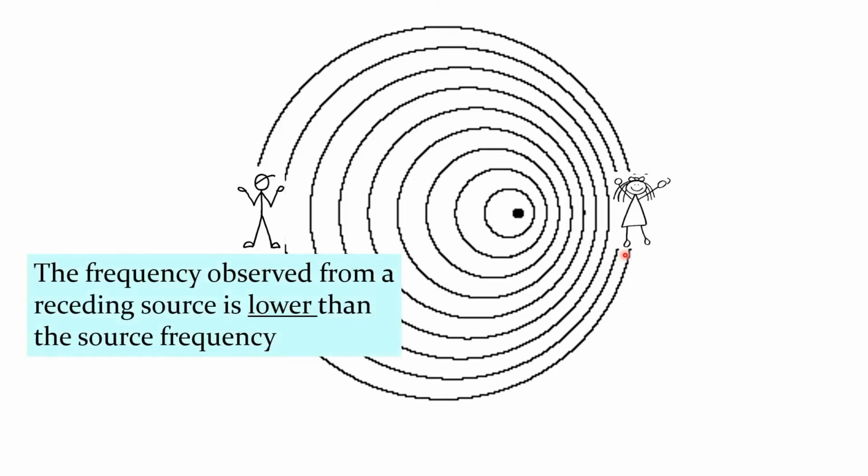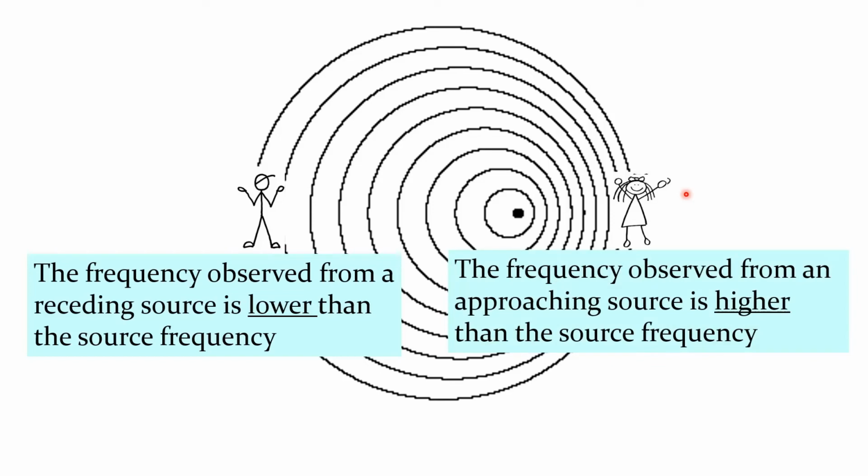So we can say that for the observer in the back here, the frequency observed from a receding source is lower than the source frequency. And then in the front, we can say that the frequency observed from an approaching source is higher than the source frequency. And that's because of the wavelengths that you can see here. So smaller wavelength is bigger frequency. That's because the wave speeds are the same.